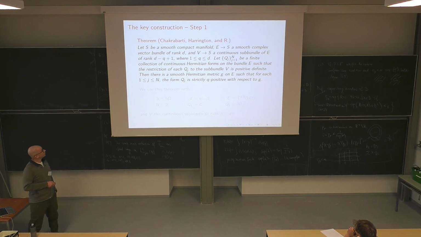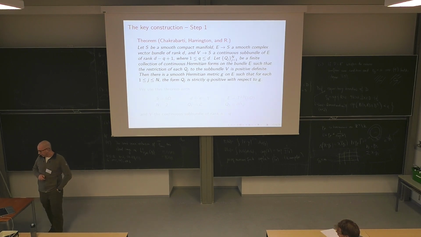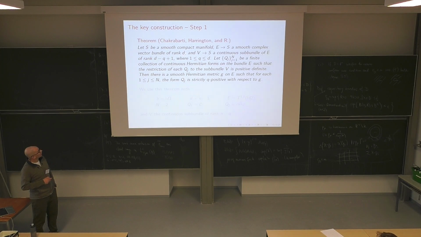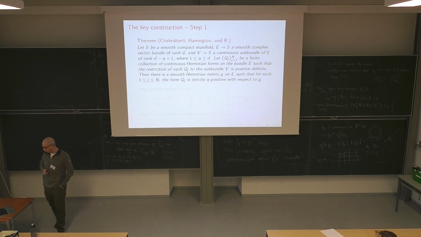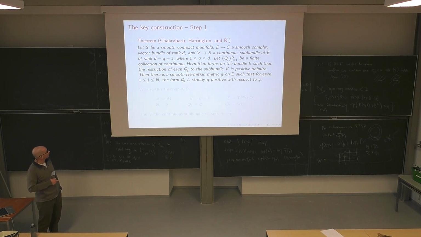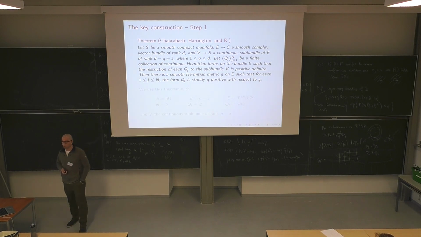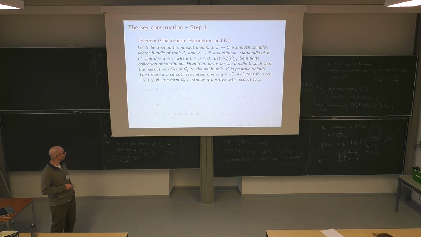The key construction: we have a smooth compact manifold, E is a smooth complex vector bundle, and V is a continuous subbundle of rank d minus q plus 1. Let's suppose that Q_j is a finite collection of continuous Hermitian forms on E, such that the restriction of each of the Q_j's to the subbundle V is positive definite. Then there is a smooth Hermitian metric g on E, such that each form Q_j is strictly q-positive. So this is where we go from numbers of eigenvalues to sums of eigenvalues.